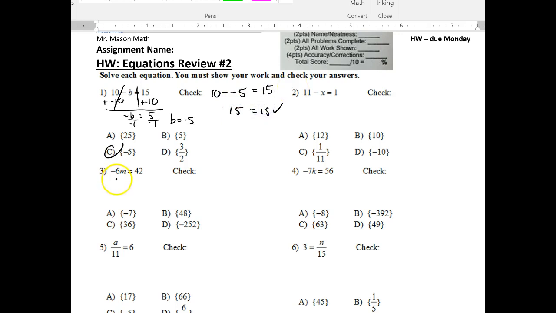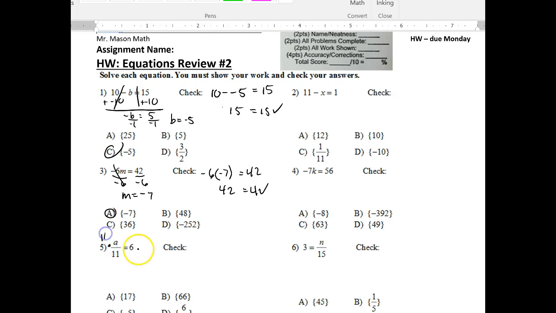Number 3, remember it's just straight division, right? This right here is multiplication, so the opposite of multiplication is division. Divide by -6, because -6 is the coefficient attached to m. m is equal to 42 divided by -6. A positive divided by negative is a -7. Check by saying -6 times -7. See, does that equal 42? In fact, it does.